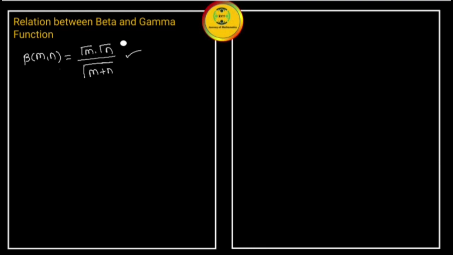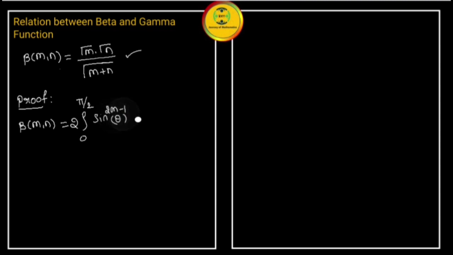Now let us see the definition of all these things. So I'm going to prove this now. This is also a very important relation. First I'm going to define beta of m comma n, as per the alternative form, as 2 into integral 0 to pi by 2 sine power 2m minus 1 theta into cos power 2n minus 1 theta d theta.